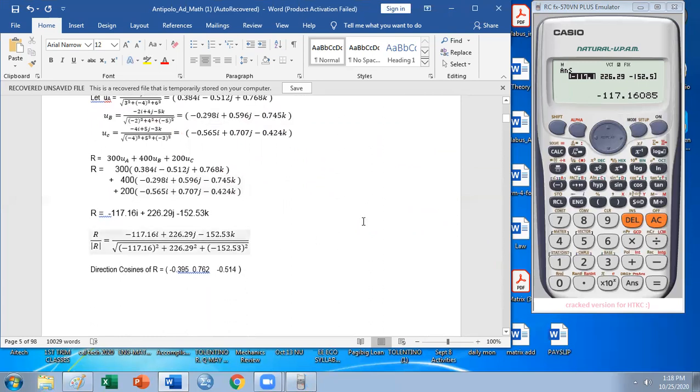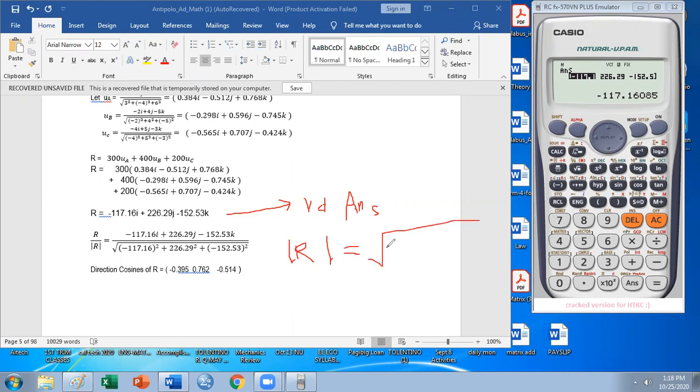And to get the direction cosines, that is automatically stored sa vector answer dyan sa calculator nyo. So, if you want to find the magnitude of the resultant, ano yung magnitude ng resultant? This will be just the square root of rx squared plus ry squared plus rz squared.